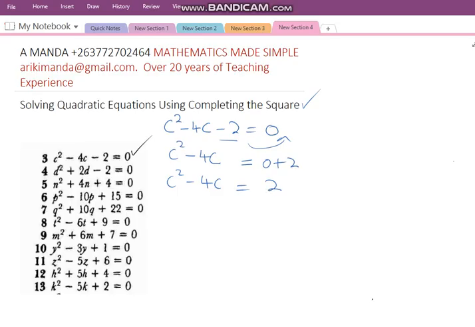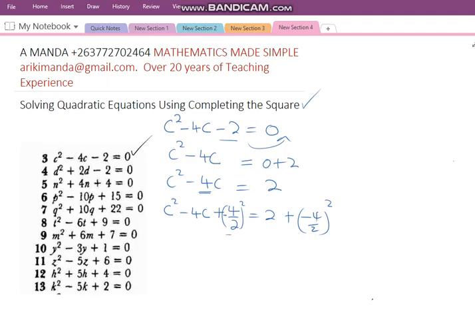We get a 2. What this method says is we look at the coefficient of this letter c, which is minus 4. We are supposed to take half of that coefficient, square it, and add it to both sides. c squared minus 4c, we add half of that coefficient squared. The coefficient of c is minus 4, so half of it is negative 4 over 2, squared, is equal to 2 plus that same coefficient, minus 4 over 2, squared.